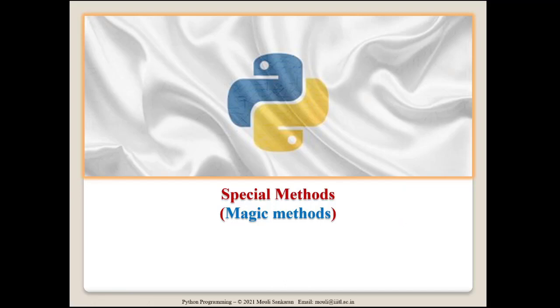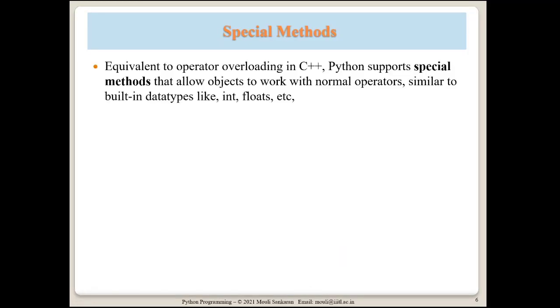Now, what are special methods? These are magic methods. Equivalent to operator overloading, we also have something in Python. In C++, we have operator overloading. Python supports special methods that allow objects to work with normal operators, similar to built-in data types.